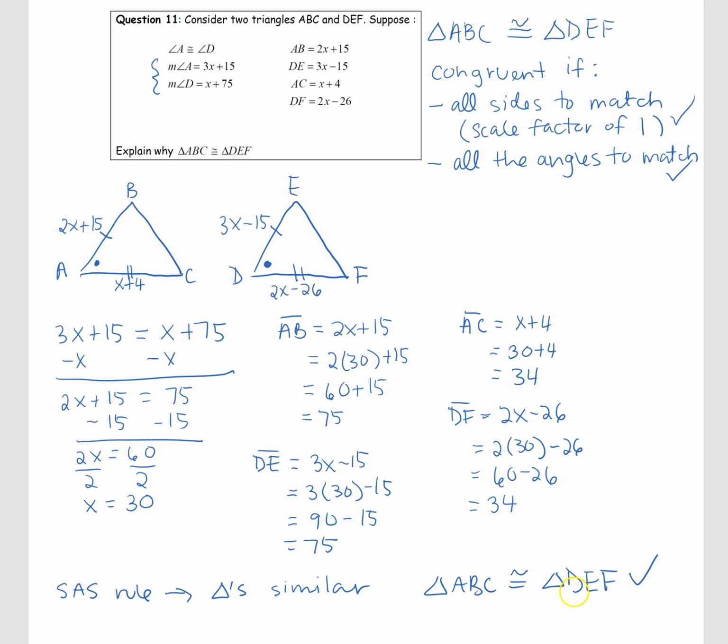And we have to be careful here to make sure that we've matched up the correct vertices. Looking here, A and D match up, and these two sides have to match up, so B and E match up, and C and F match up. So this is the correct notation, and we've shown that, or explained why, these two triangles are congruent.